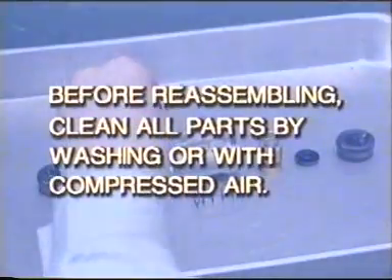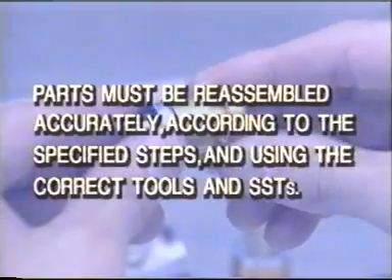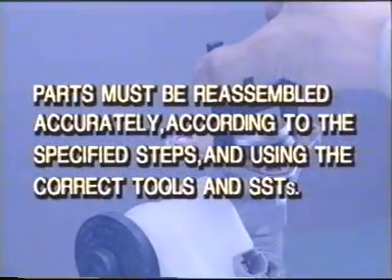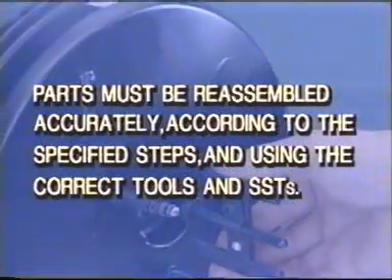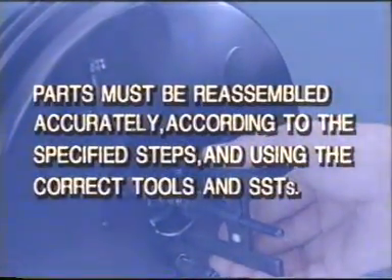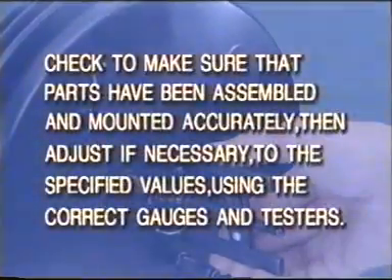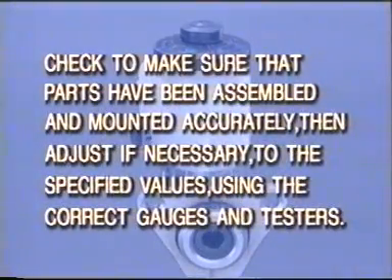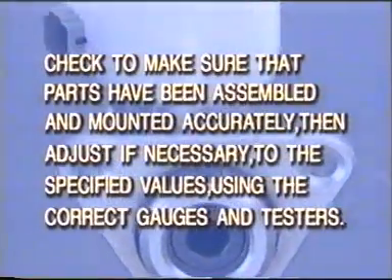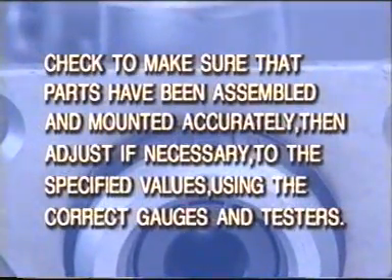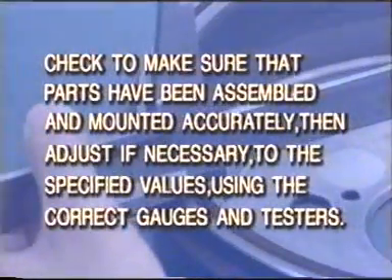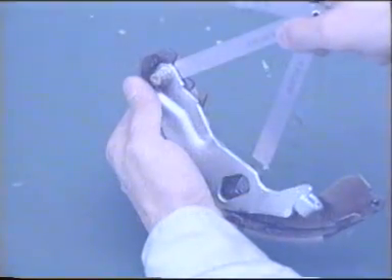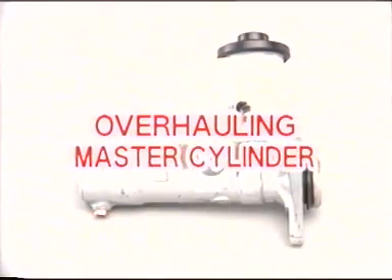Parts must be reassembled accurately according to the specified steps and using the correct tools and SSTs. Check to make sure that parts have been assembled and mounted accurately. Then adjust if necessary to the specified values using the correct gauges and testers. Observe carefully the master cylinder overhauling procedures, keeping the previously mentioned matters in mind.